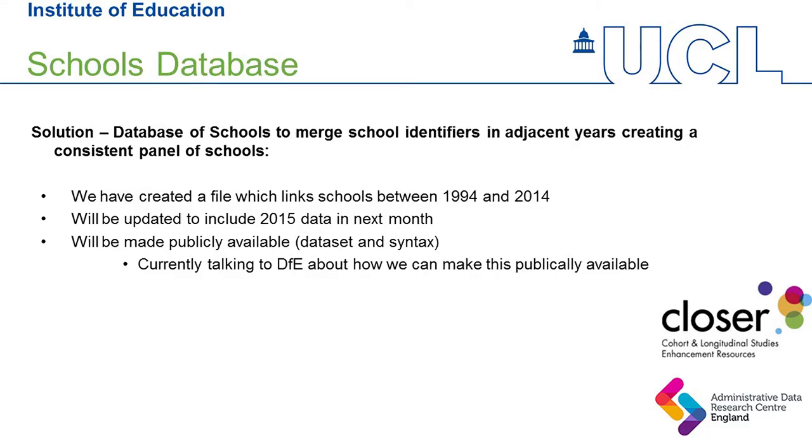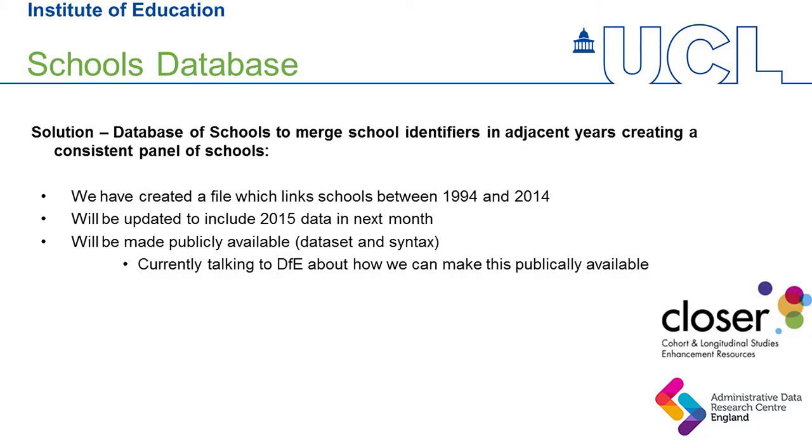So what this project has done is try to consistently map all school changes between 1994 and, we're currently doing, 2015. And we've done it in such a way that any survey that wants to link administrative data for any year, even if they want to anonymize a school identifier, should be able to do it and document why the individual school identifier has changed. And we think that this will really help make the data a lot more useful.